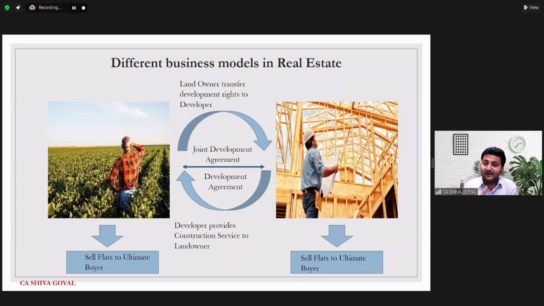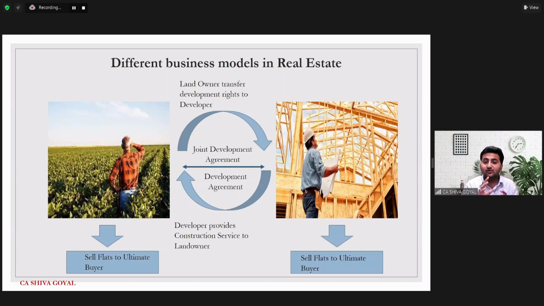Then joint development agreement, I already told. There is a land with the landowner. The builder has the potential of building and construction. Then the landowner gives the land to the builder with the agreement that at the end, of the constructed flats, certain flats will be handed over to the landowner. So it's a barter exchange system. The landowner is transferring the development rights of the land to the builder, and the builder in consideration is giving certain constructed flats to the landowner. It's a kind of joint development agreement that comes into play.